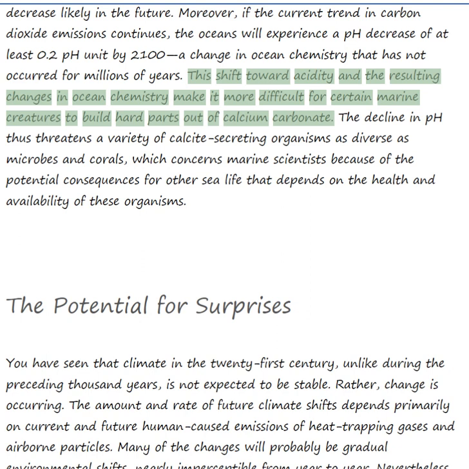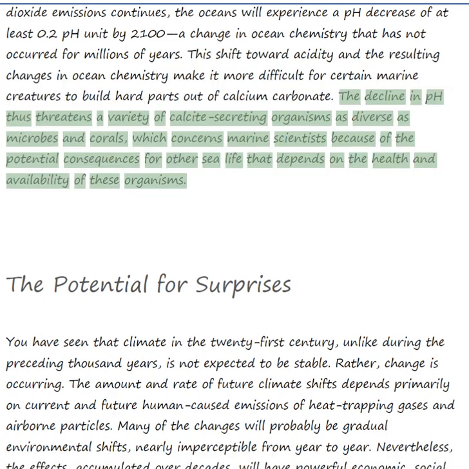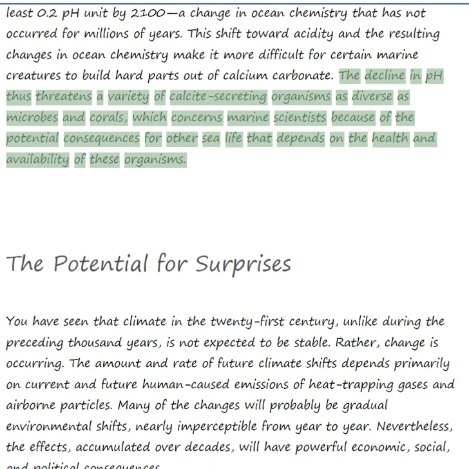This shift toward acidity and the resulting changes in ocean chemistry make it more difficult for certain marine creatures to build hard parts out of calcium carbonate. The decline in pH thus threatens a variety of calcite-secreting organisms as diverse as microbes and corals, which concerns marine scientists because of the potential consequences for other sea life that depends on the health and availability of these organisms.